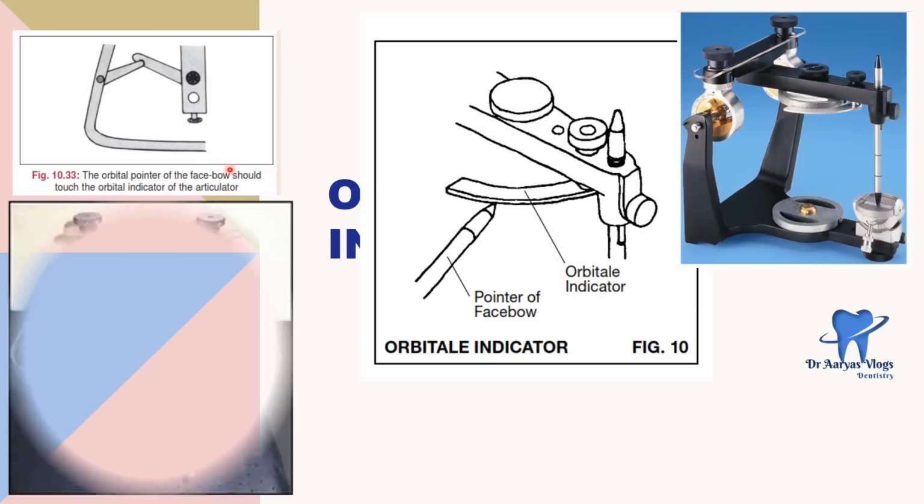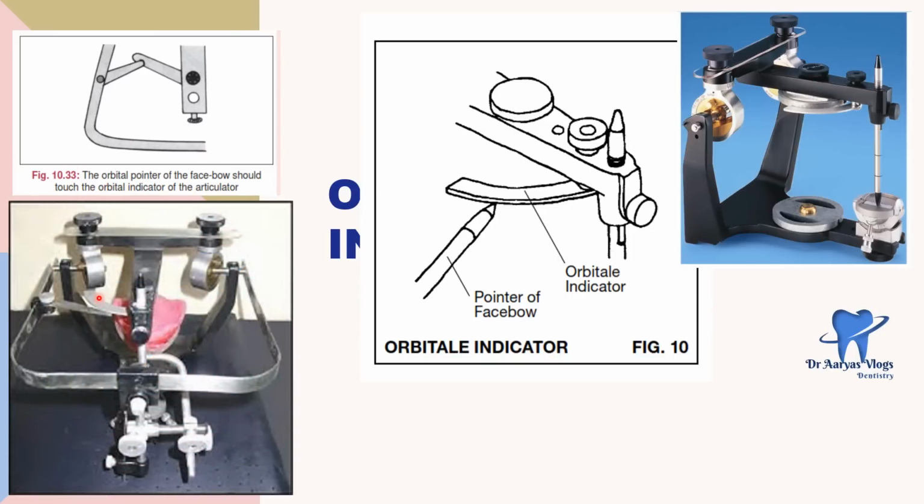When the facebow is attached to the articulator to transfer the recorded relationship of the maxilla, ensure that the corresponding cast is attached in the correct position in relation to the hinge axis of the instrument. Note that the orbital pointer of the facebow should touch the orbital indicator of the articulator. So this is the orbital pointer of the facebow, and this is the orbital indicator of the articulator. It should touch when doing the facebow transfer to the articulator.